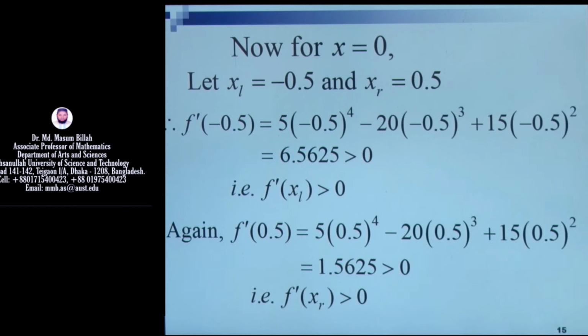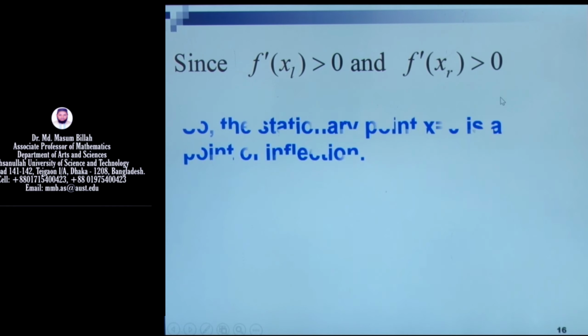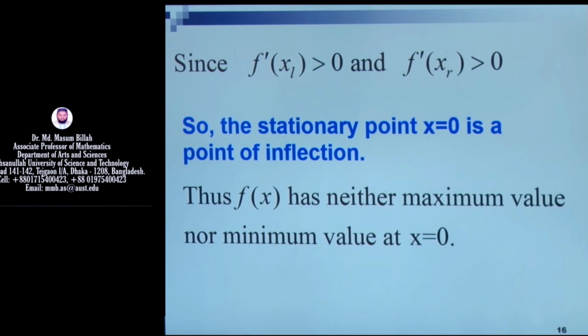So we can say, when f prime xl is positive and f prime xr, right, is positive, the stationary point x equal to 0 is a point of inflection, and at this point f of x has neither maximum value nor minimum value at x equals to 0. Now we can consider another point. There are 3 stationary points here.